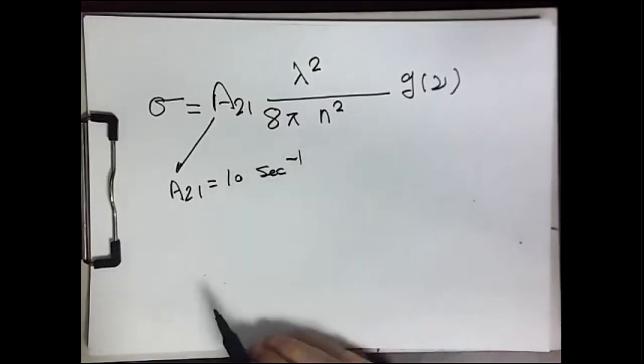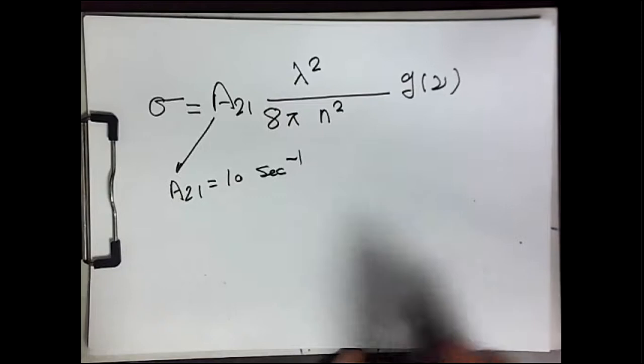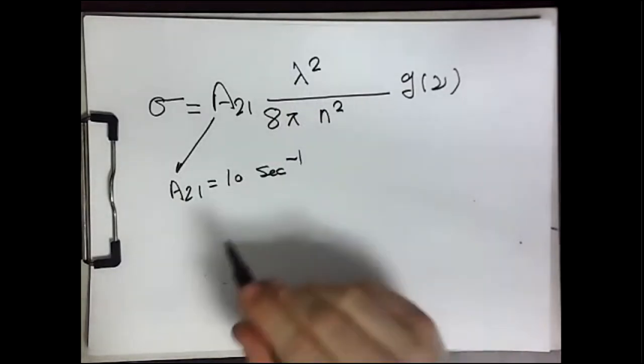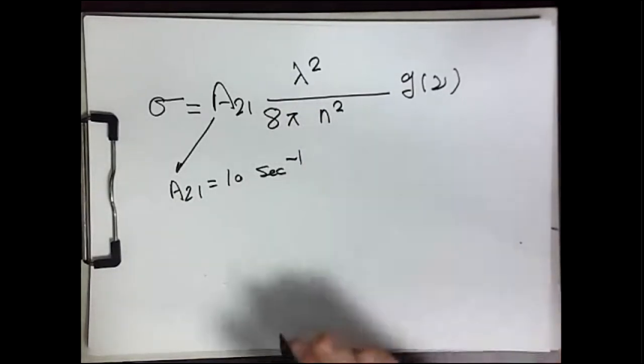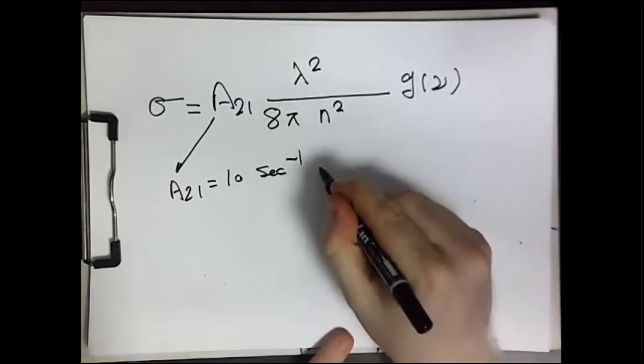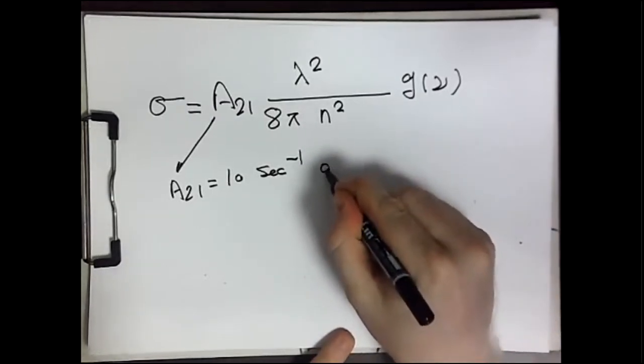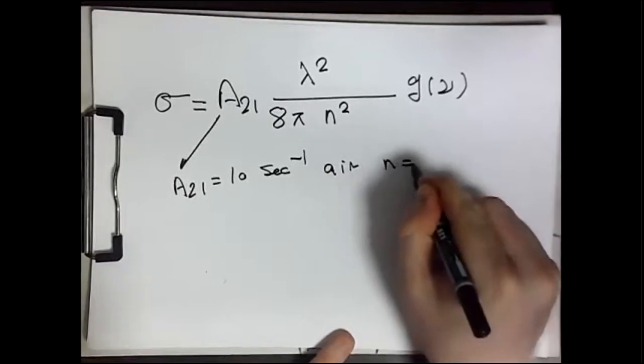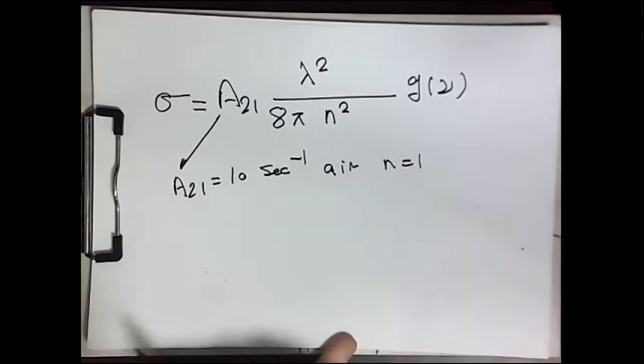This is a rate for the spontaneous emission, so its unit is second minus 1. That makes sense. Then, as far as I didn't mention anything about the materials, we can assume that we have air with n equal 1. So you have n and you have A21.